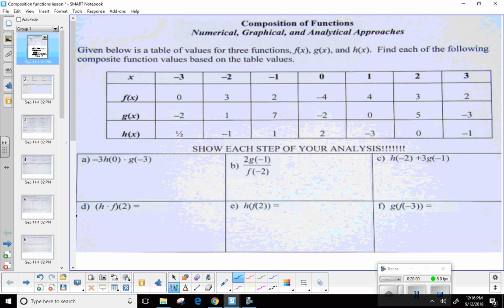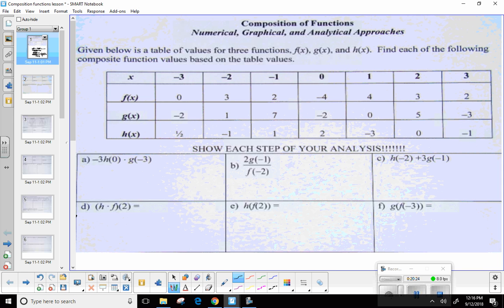Okay. So these first three right here, A, B, and C, these are not compositions of functions. It's not one function or another. It's just kind of getting you accustomed to what the table is doing. Okay, so let's just get right into it. Let's see what you think. This one says -3 times h of 0 times g of -3. Now, I want to know what the value of function h when x is 0 will be.